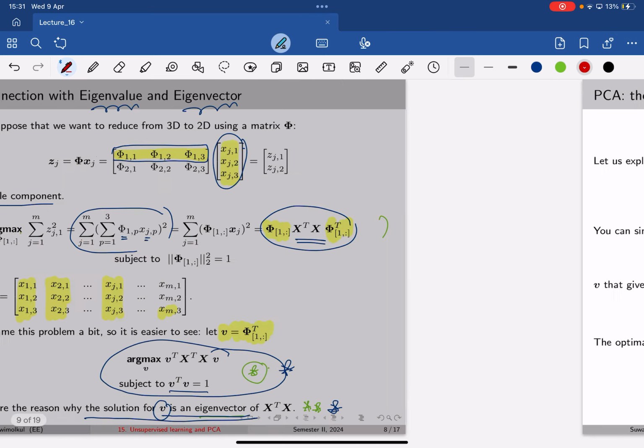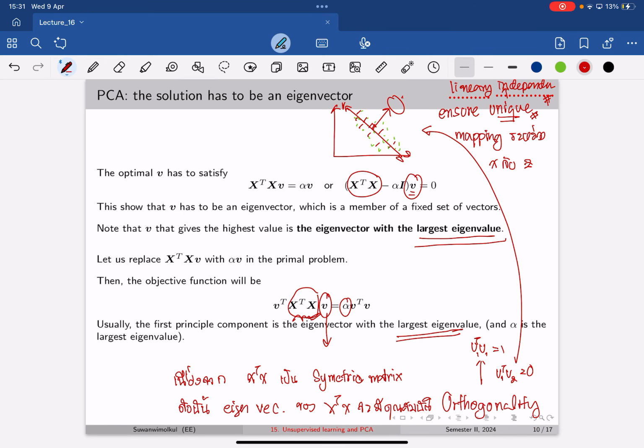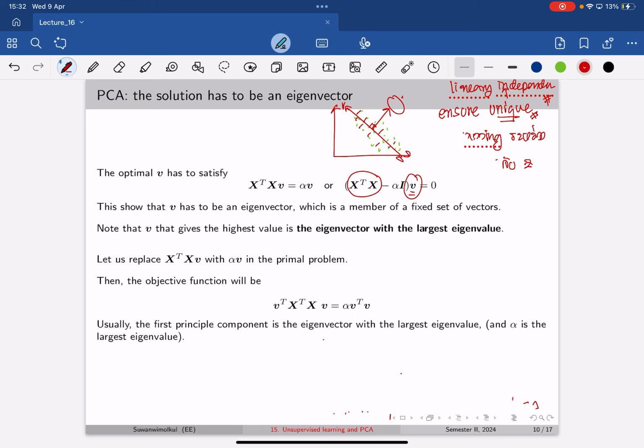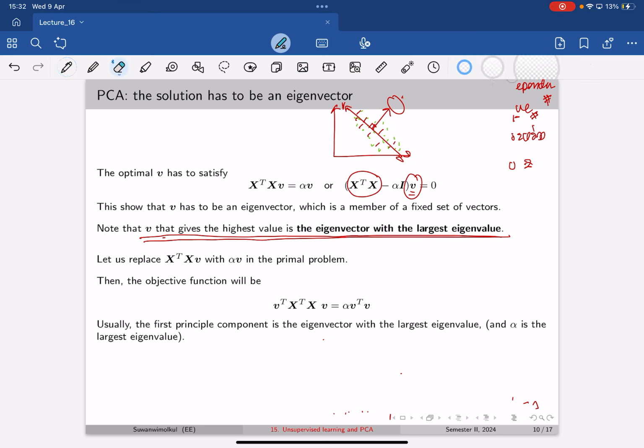Okay, so in these slides, I just emphasize everything again. Because we want to make sure that the V vector will give the highest energy, that means it has to be the eigenvector with the largest eigenvalue.